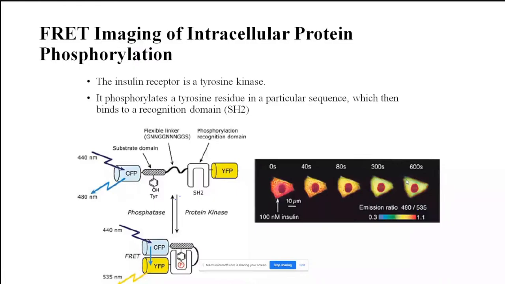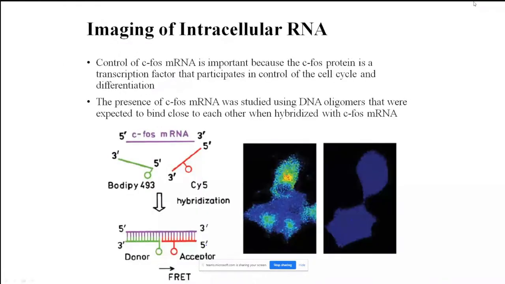See, for example, hybridization. You want to determine c-Fos mRNA. This is for detection of cancer. People use this. So how much of this particular mRNA is there? Like today, a lot of in situ hybridization technique is used in order to find out whether a particular mRNA or DNA is present.